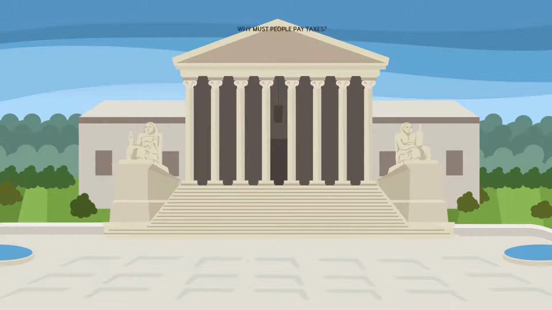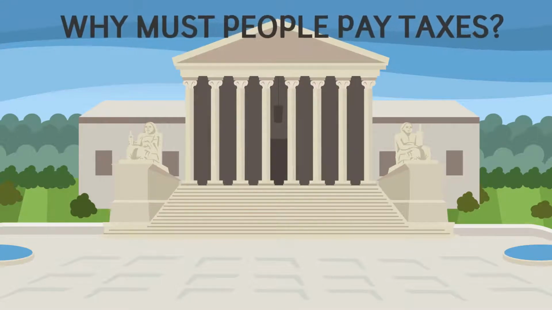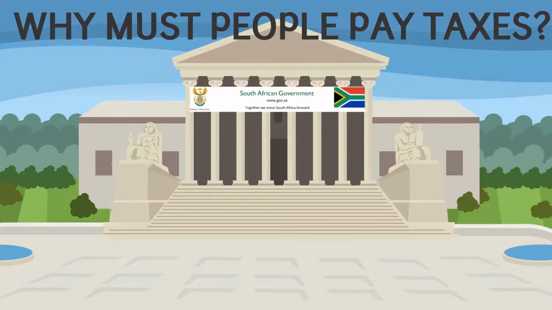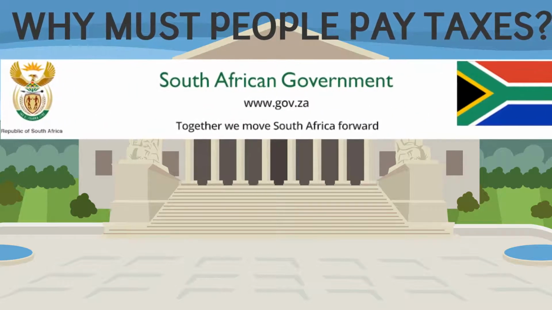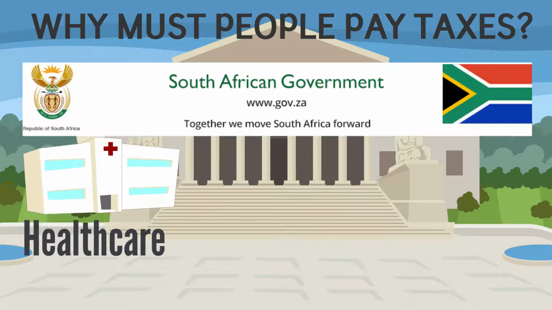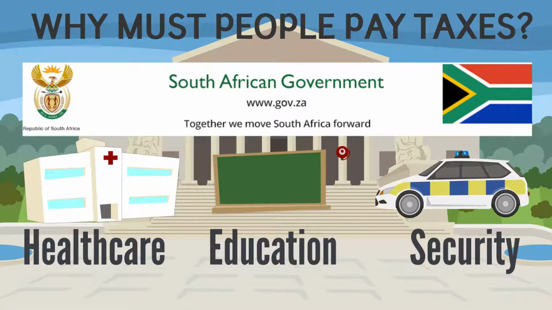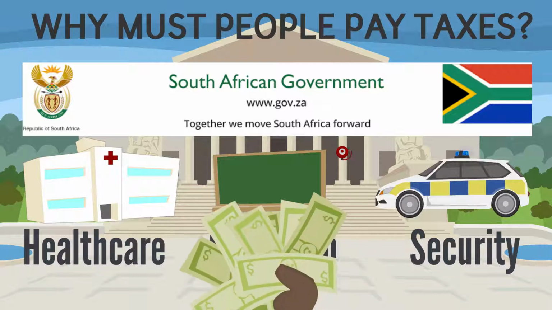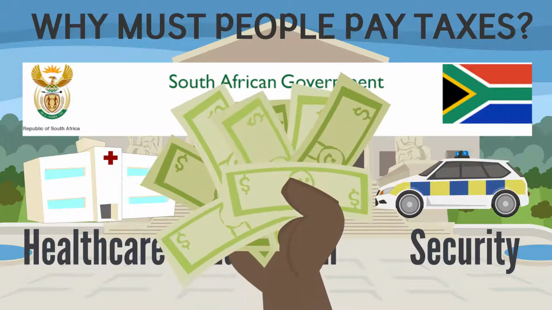Let's start with a basic introduction to personal income tax. The South African government requires money to fund the various facilities and resources it makes available to its citizens. These services include healthcare, education, and policing. One of the primary ways to raise this money is through the collection of taxes.